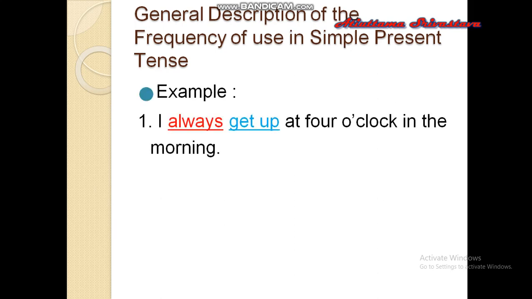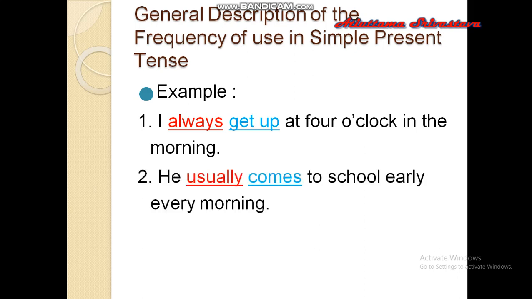General description of the frequency of use in simple present tense. Example. I always get up at 4 o'clock in the morning. Here, by adding always, I am using an adverb to give complete meaning. He usually comes to school early every morning. Again, usually is an adverb added to the sentence.